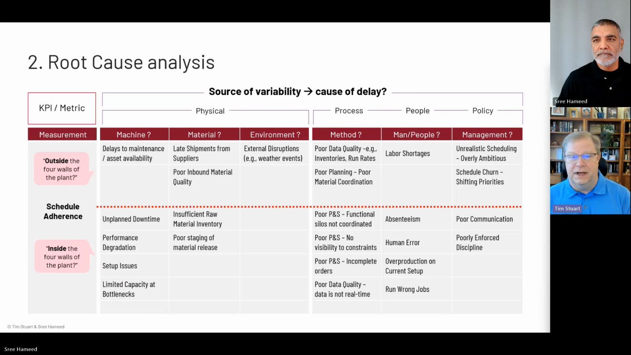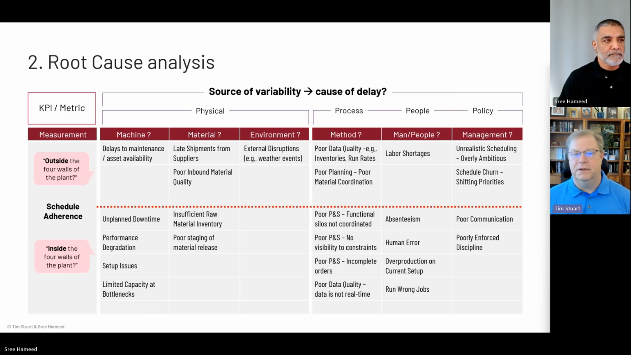From a people perspective, do we have labor shortages or absenteeism that's causing issues with not being able to produce as much as we should? Do we have human error that's causing variability in the process? Do we overproduce on the current setup or run the wrong jobs because things aren't clear?